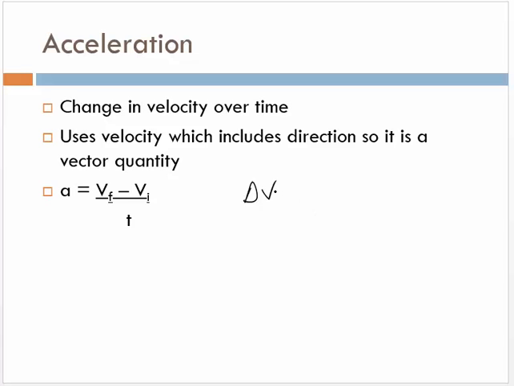Acceleration is the change of velocity and the direction. You'd be accelerating north or accelerating south, accelerating forward, accelerating backwards. So that's what makes it a vector quantity.